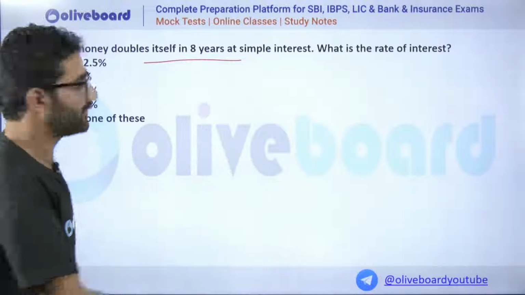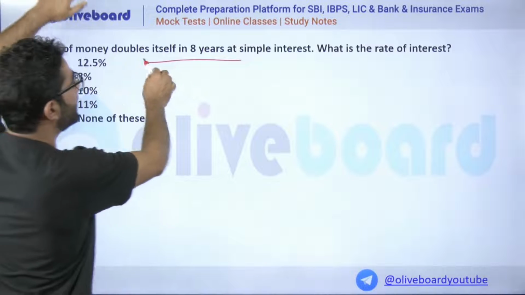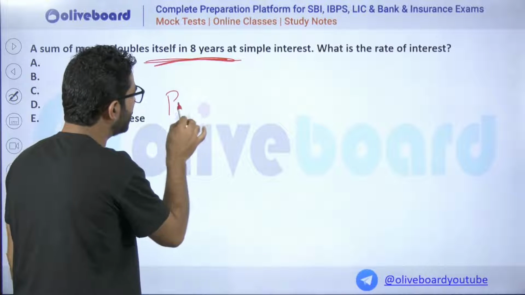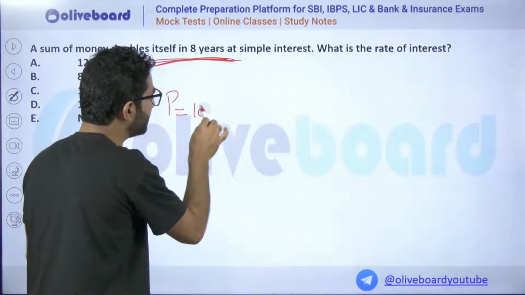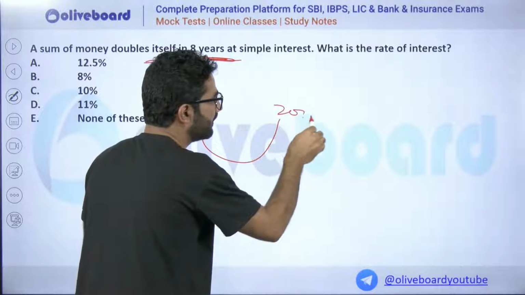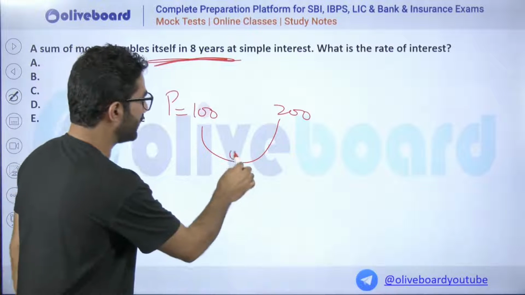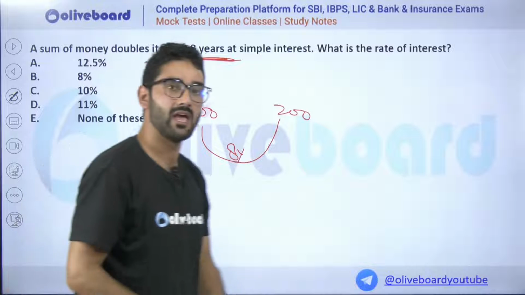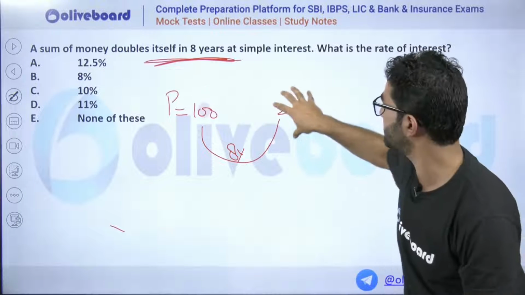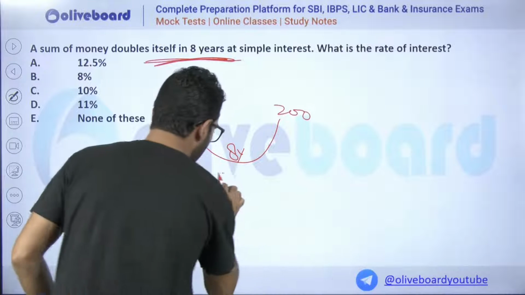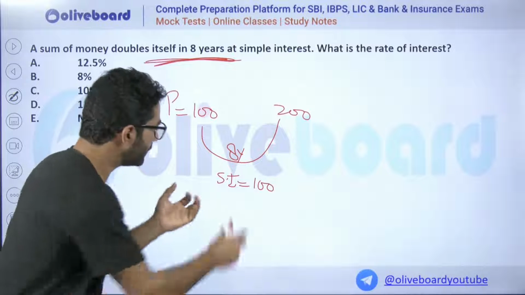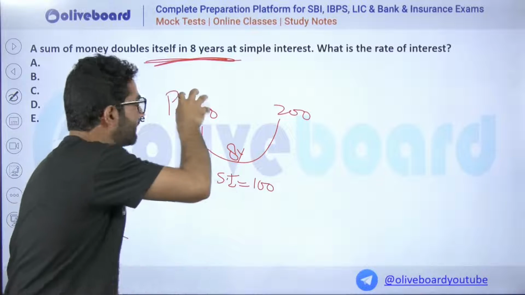Now the question is that a sum of money doubles itself in 8 years at simple interest. There is some money that has been doubled in 8 years. What does that mean? The principal is 100. If it doubles, it will become 200. The time is given as 8 years. So 100 rupees become 200 rupees. This was the principal, this is the amount. So here we have simple interest as 100.